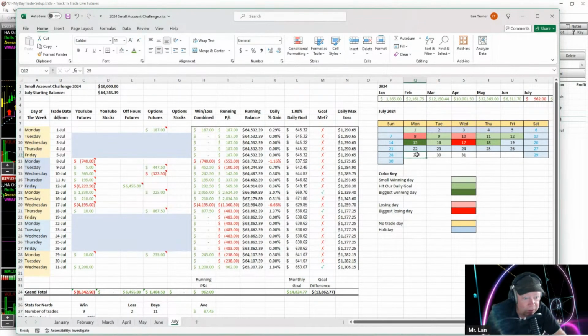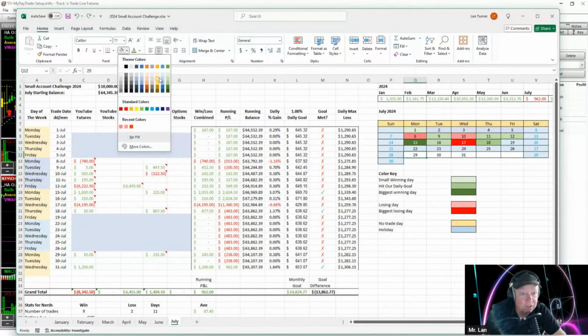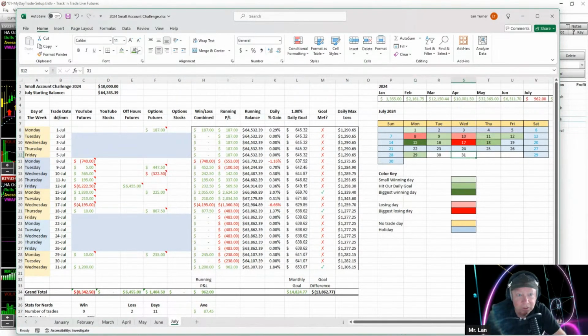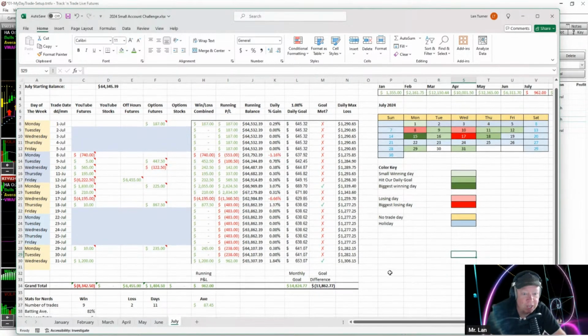But it looks like Monday was a green day, so we get to fill in that green. Oh, wrong one. Fill in this green. And then the 31st was a green day, so we'll fill in that green. I hit the wrong button again. That one. And I can't remember what this one was. All right, so anyway, that's how our spreadsheet turned out for July.